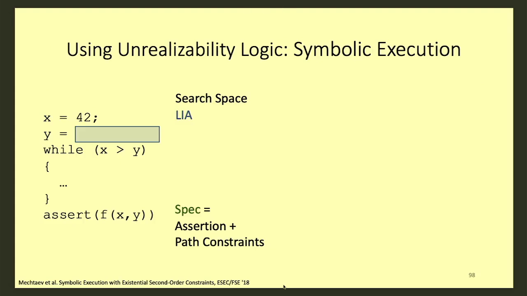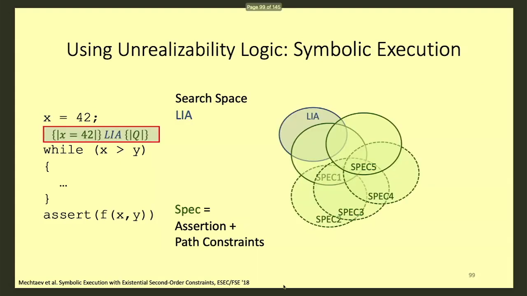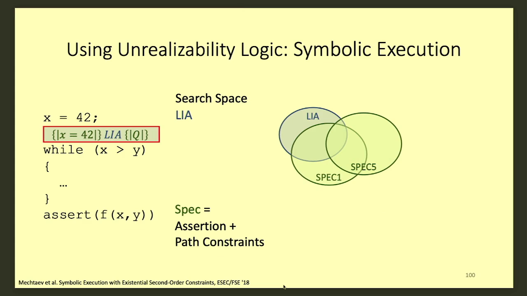One other application of unrealizability is in symbolic execution, where you can prune spurious path constraints that do not fit with the patches that you're trying to synthesize in the context of program repair.